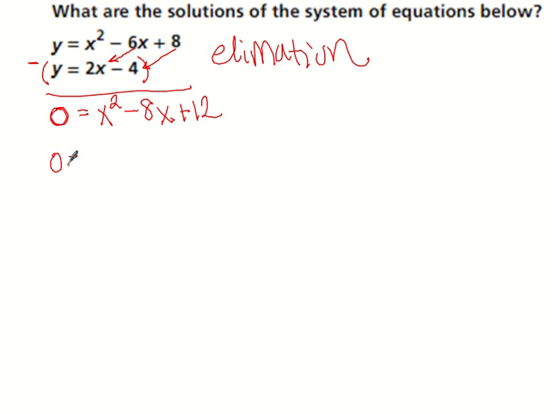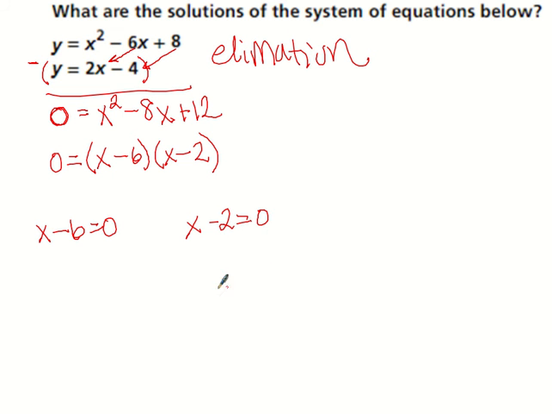So we'll get 0 equals x, I'm looking for positive 12, negative 8, so I'm going to go (x minus 6) and (x minus 2). Right? A negative times a negative is a positive, but if I add these together, they get me negative 8. So then remember, we go x minus 6 equals 0, x minus 2 equals 0. We split them up. I do plus 6, and I get x equals 6. And I go plus 2, and I get x equals 2.